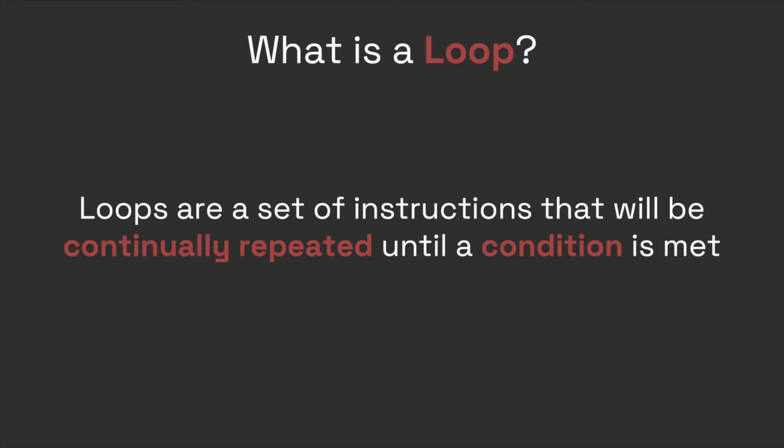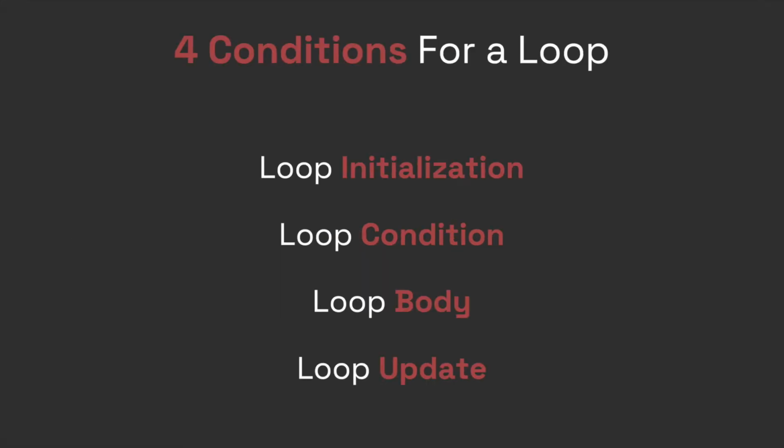Loops are a set of instructions or a block of code that will continually be repeated until a condition is met. All loops must contain 4 conditions for them to work properly. You need to initialize some loop variable, you need to have a loop condition to determine when to keep looping and when to stop looping, you need a loop body, which is the code that executes in each iteration of the loop, and you need to update your loop variable.